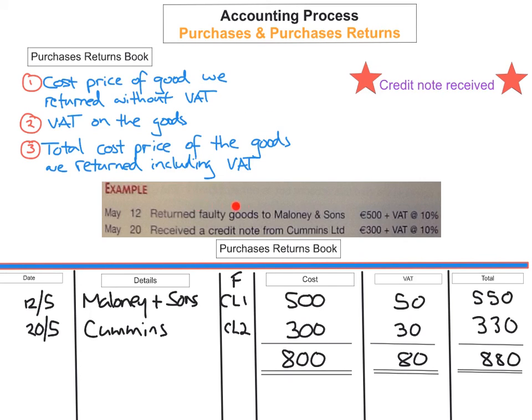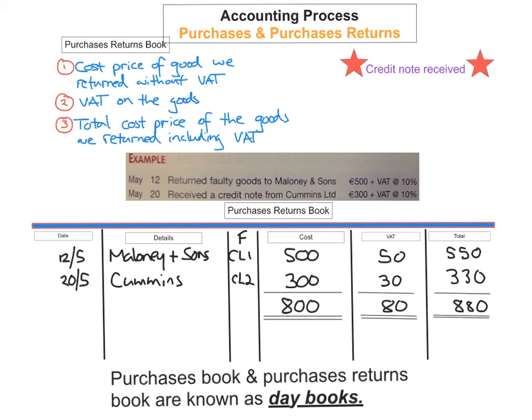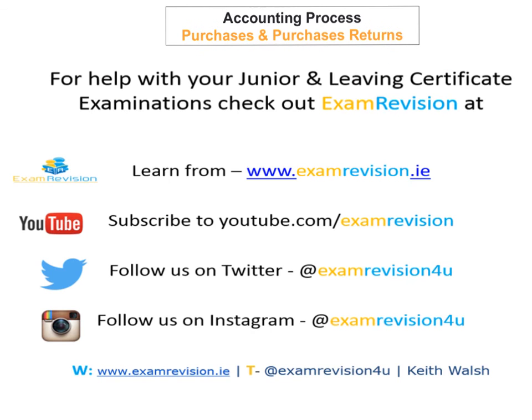So now we've looked at the purchases book, and we've looked at the purchases returns book. Purchases book is when we purchase goods as a business, and the purchases returns book is when we give back goods to our sellers because maybe the goods are faulty, not working properly, or maybe because we're working on sale and return. Okay, and when you return the goods, you need to put them into your purchases returns book. The purchases book and the purchases returns book are known as the day books. So that's an important thing to know.